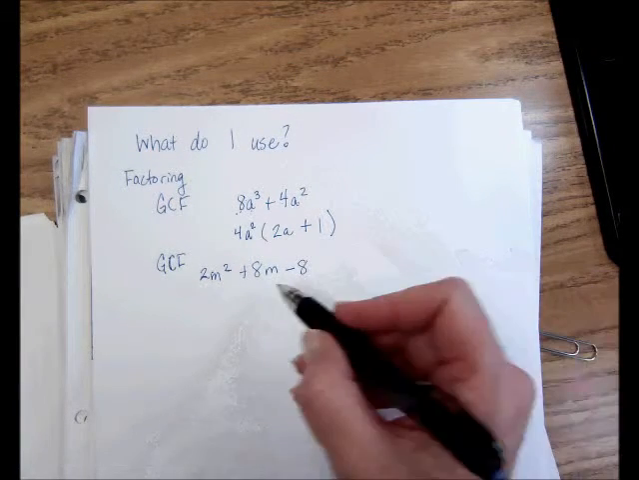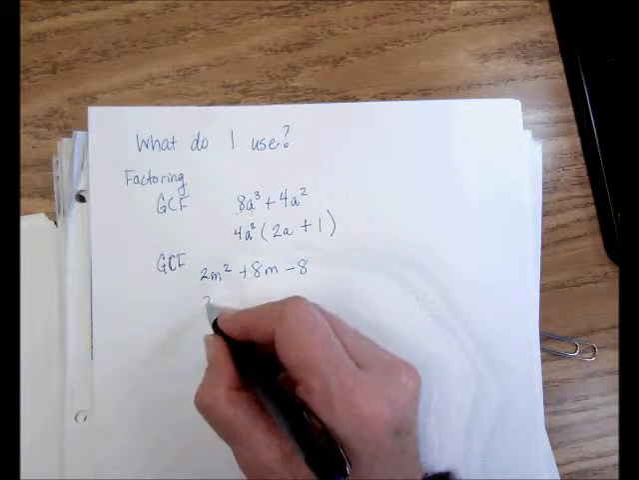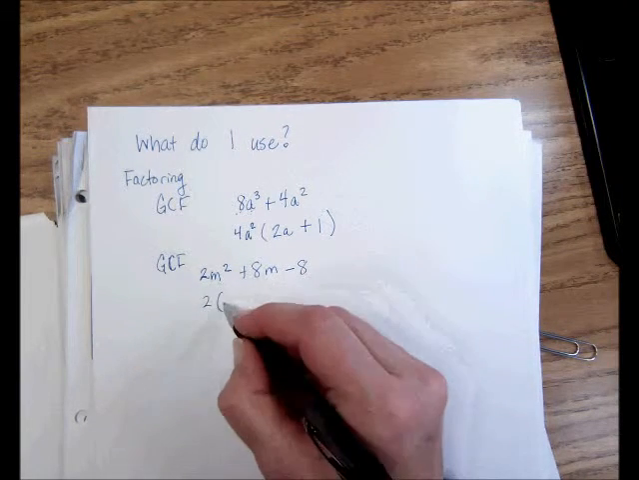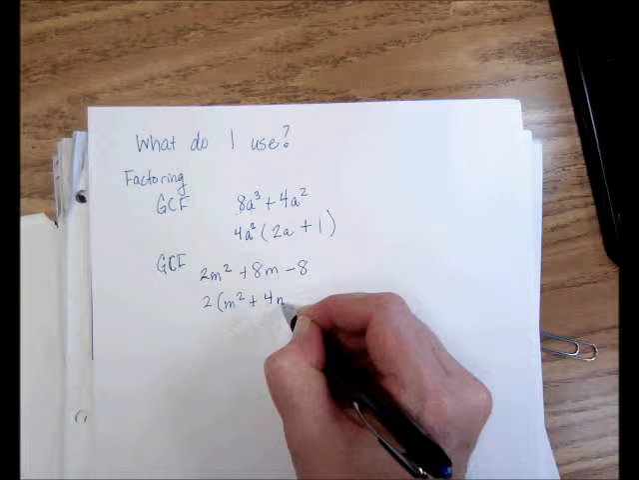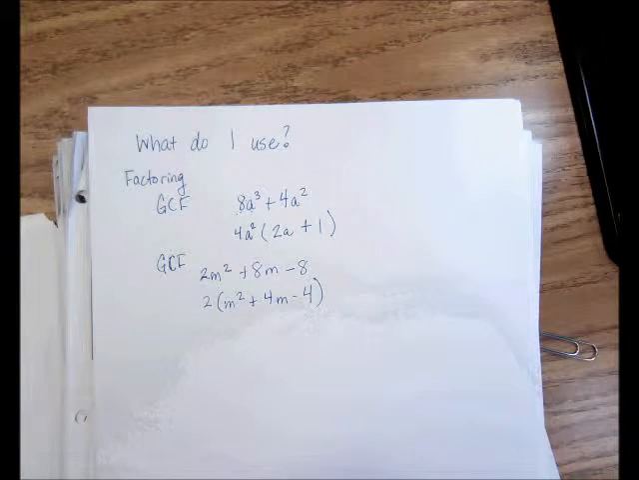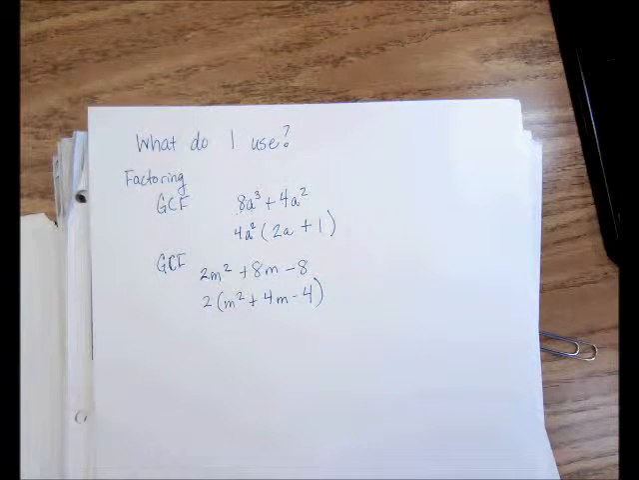So I don't know if this will work or not, but I know that each of these has a common factor, so I have to factor out 2 first. That gives 2 times m squared plus 4m minus 4 before I can ever get started.